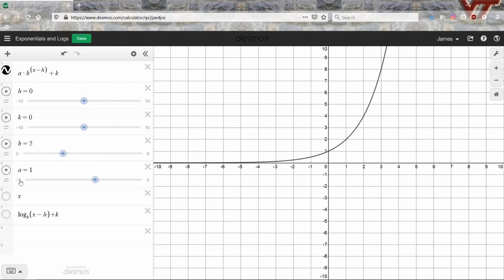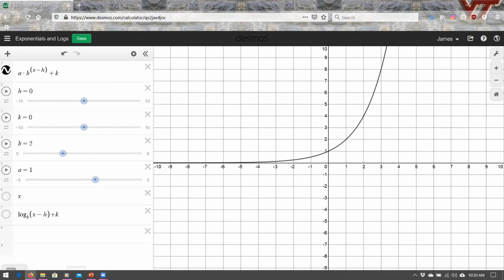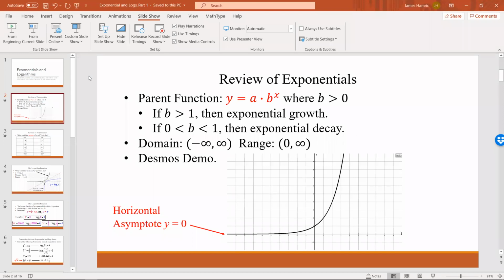And then the initial value, that a that I talked about, is really going to be your y-intercept. So the a can change to anything you want it to also, but I'm going to keep it here at 1 just to make my life easier. I'm going to come back to that in a few minutes when we start talking about the logarithm function.